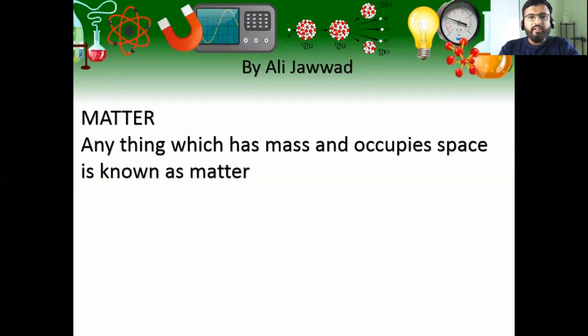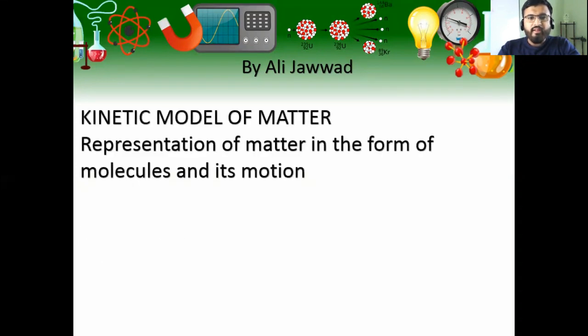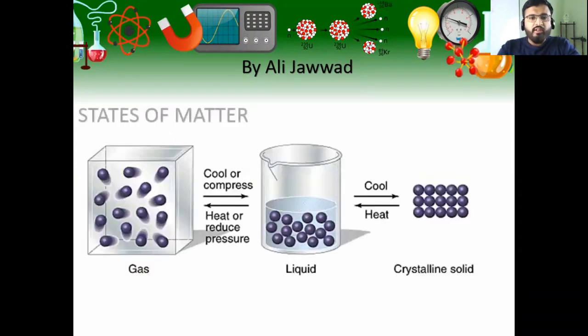We all know that matter is something which has mass and occupies space, and the word kinetic means movement. So kinetic model of matter, as the word suggests, is the representation of matter in the form of molecules which are in continuous motion. So these are the three states of matter, and they are interconvertible, which means we can convert the solid into liquid and the liquid into gas, and vice versa, into different forms by heating and cooling processes.